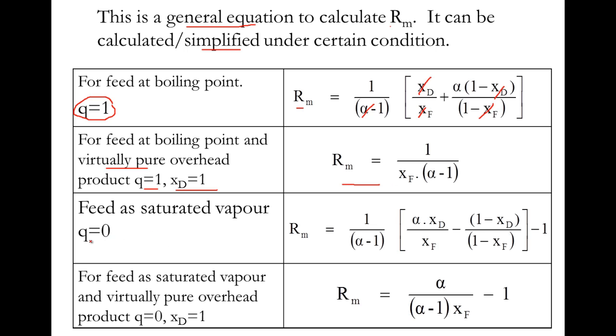The next case is q equals 0, where the feed is saturated vapor. By substituting 0 instead of q, this kind of equation can be obtained. You can actually substitute this into our general equation and see what happens. And finally, when our feed is saturated vapor and we get a virtually pure product from the top, our equation is going to be something like this.